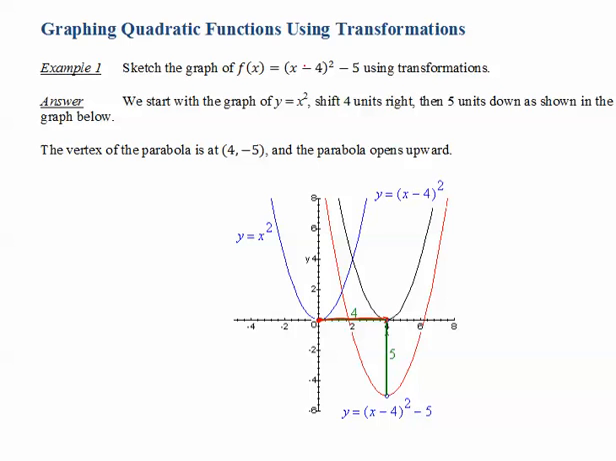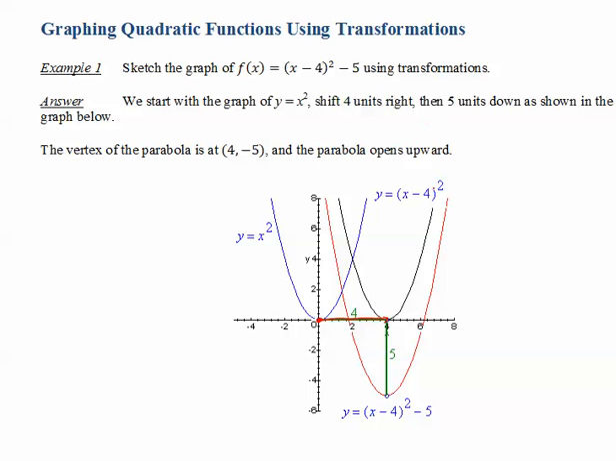If it was x plus 4, we're going to shift to the left. So when it's plus, you shift to the left. When it's minus, you shift to the right. And then that will give us the graph here in black, y equals (x minus 4) quantity squared.